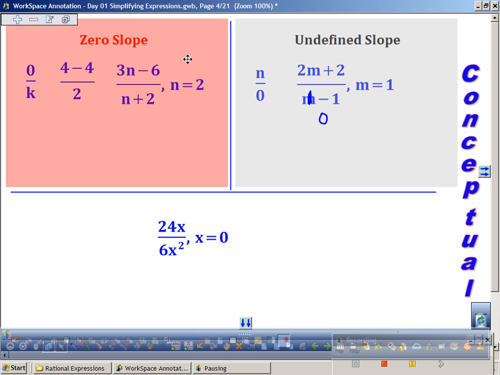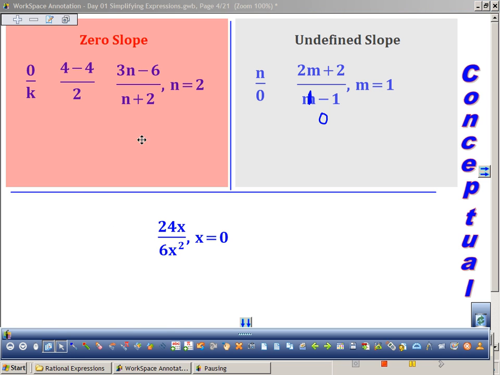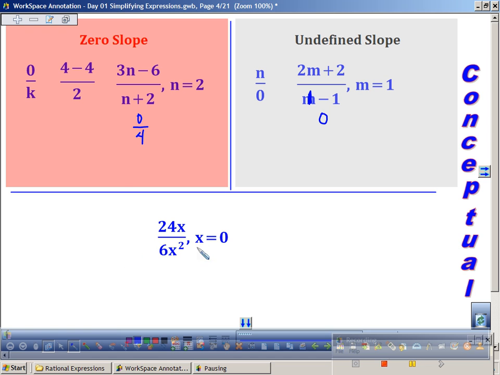If n was 2, 3 times 2 is 6. 6 minus 6 is 0. But 2 down here would make this 4. So it would be 0 over 4. You see it? Got this one.